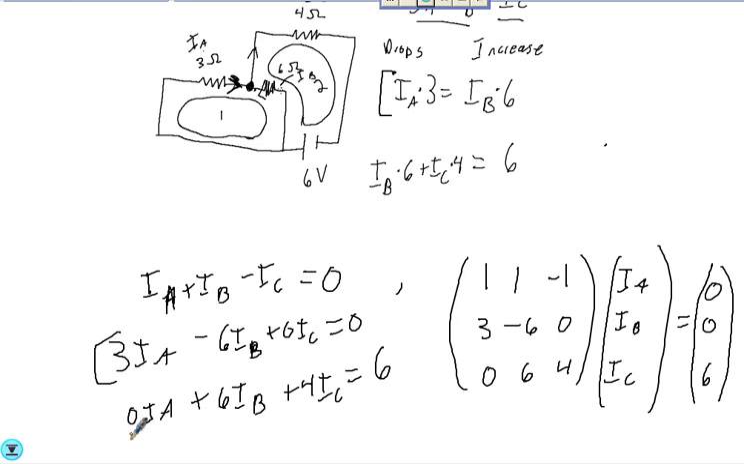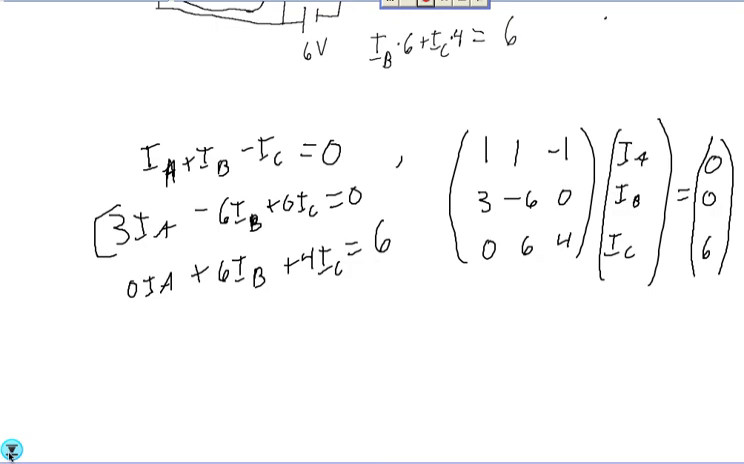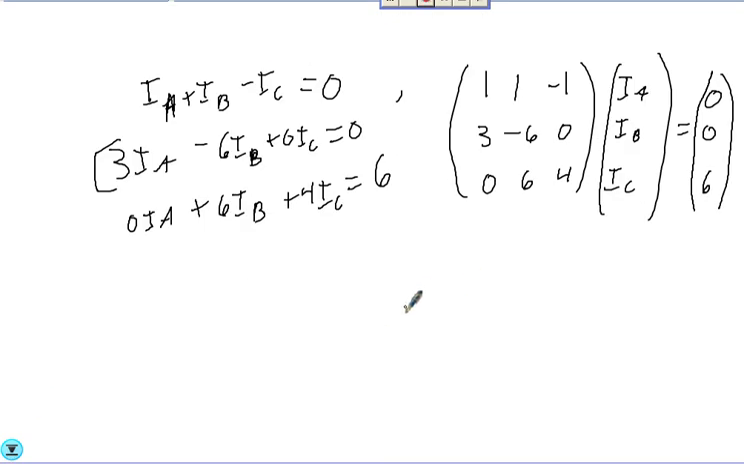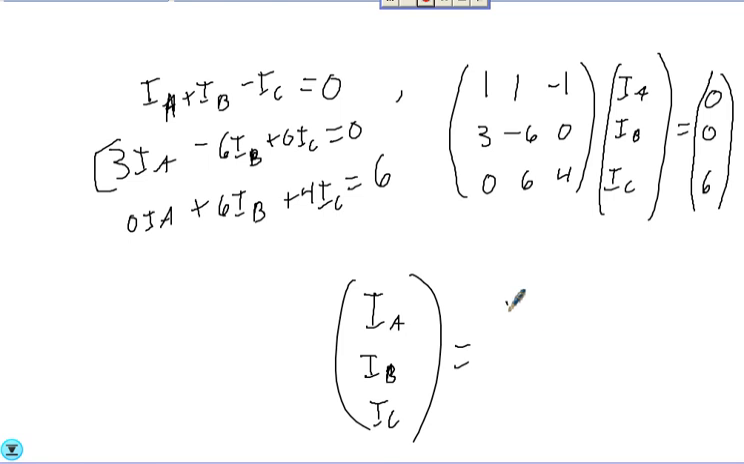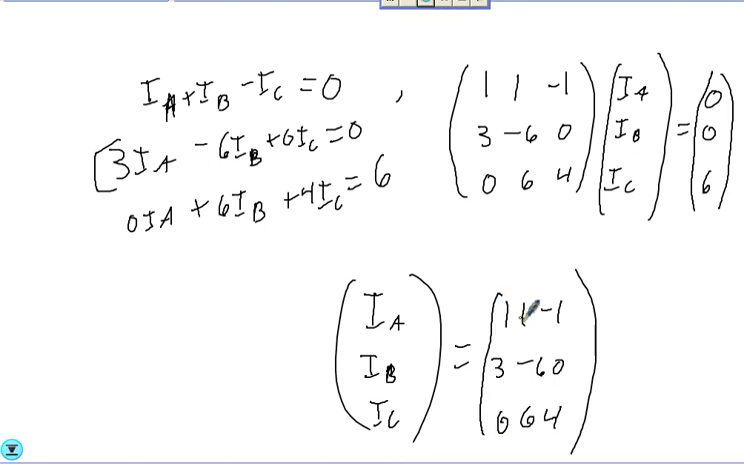So then I can set up this matrix. And then for my solution matrix, the IA, IB, IC would be equal to the inverse of this matrix, which you can type into your calculator as the matrix to the power of -1 times the 0, 0, 6 matrix. And then you can finish solving that from there.